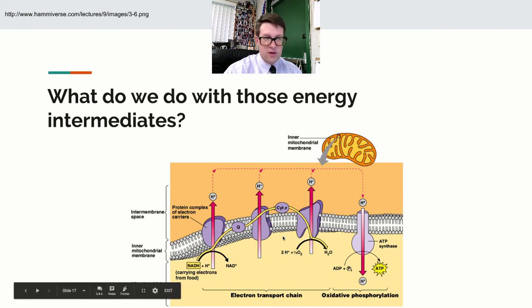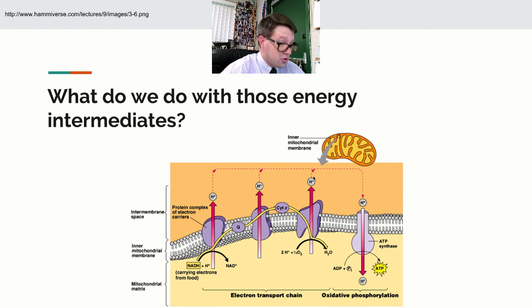Here we're not showing complex 2. It's showing 1, 3, and 4. And as the electrons get moved, they pump protons. If you start from complex 1, you pump 3 protons. If you start at complex 2, you end up pumping 2 protons. The result of all of this is we have an area with a high proton concentration. It also has a lot of positive charges, so it has a charge difference.